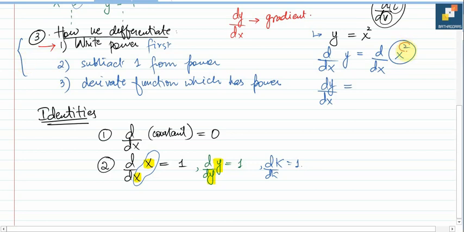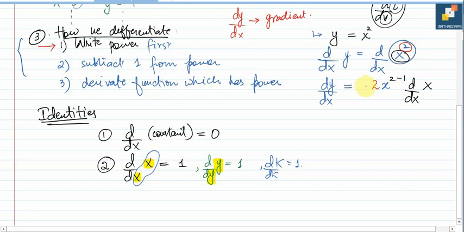So the power we have is 2. So first I write down the power 2. After that, step number 2, subtract 1 from the power. Initially the power was 2, but now we need to subtract 1. Alright, so the first step, write the power. The next step, subtract 1 from the power, and the last one, differentiate the function which has the power. So the function which has power is x, so I will write d by dx of x.